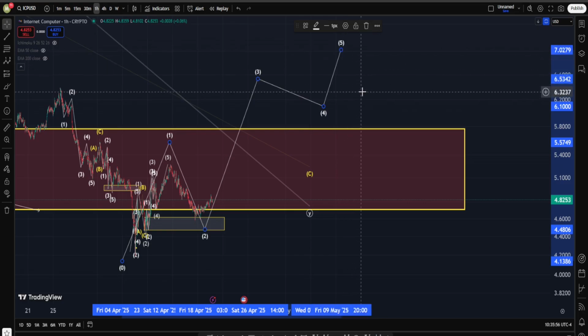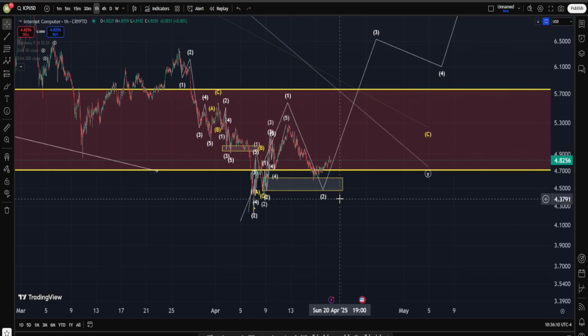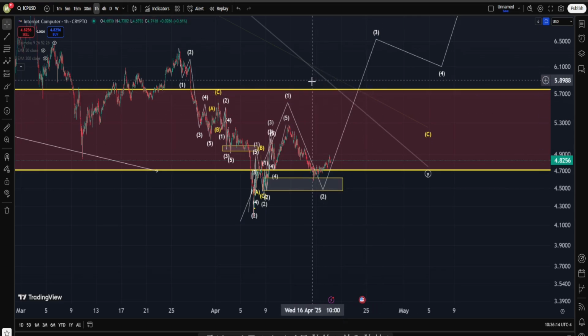and 4 and 5, and that's why I considered this area as a likely target for our wave 2, because under it we don't really have a whole lot of strong supports. So for me, it made perfect sense back then to say we're going to reach about here, and from these areas I'm hoping that we get a decent bounce.